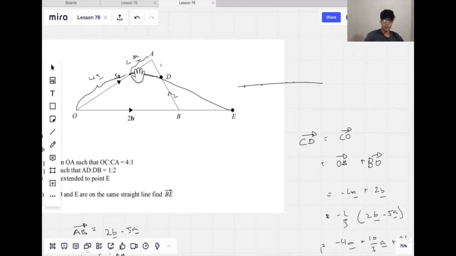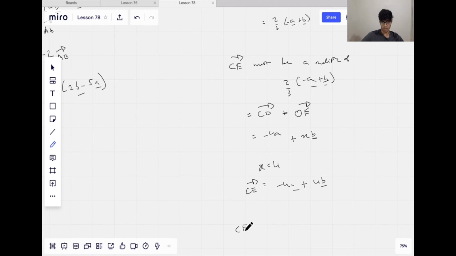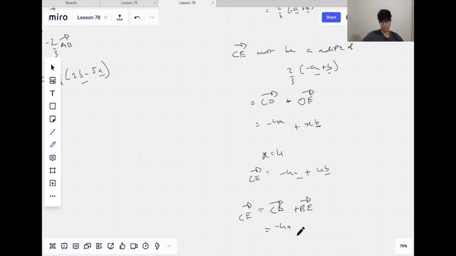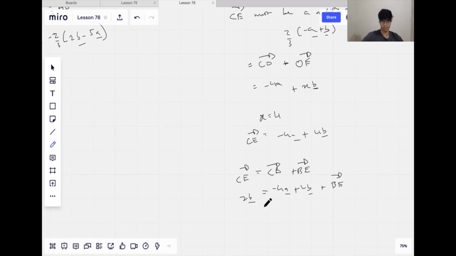And then, if we think about what BE must be, CE is also equal to CB plus BE, and we're looking for BE. We know CB is minus 4a plus 2b, and this is plus BE. Sorry, I got it on the wrong side. On the left it's minus 4a plus 4b. And if we rearrange that, we get BE is equal to 2b, and that's our answer.